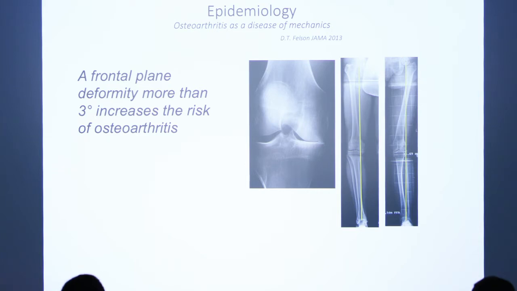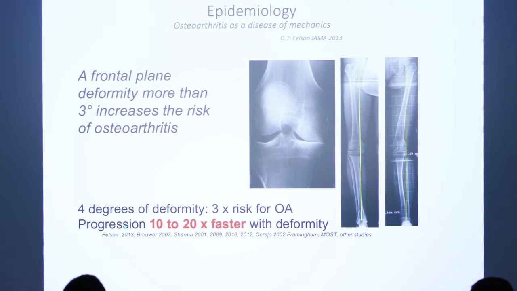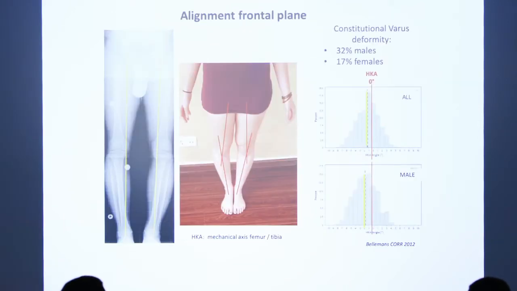So just 3 degrees are enough to develop an osteoarthritis once in time. If you have 4 degrees of deformity, you have 3 times the risk for an osteoarthritis in comparison to the normal population. And the progression of this osteoarthritis, once you have an ongoing problem within the joint, such as a meniscal tear or already cartilage defects, then the progression is 15 times faster than without a deformity. So that's also a proven concept.